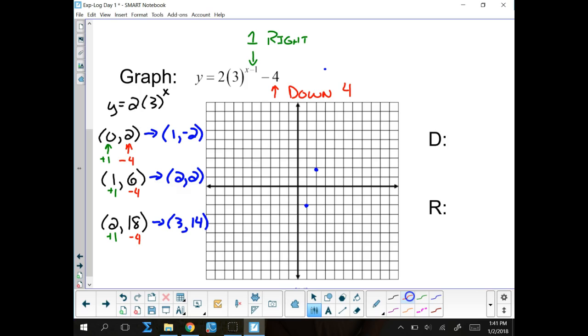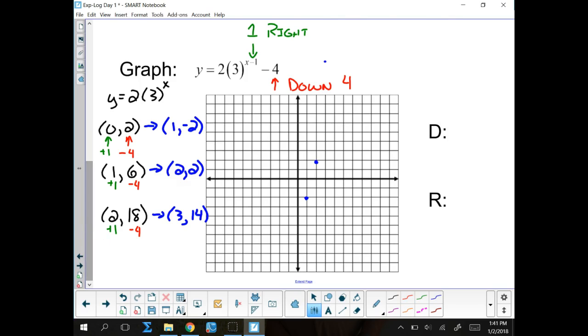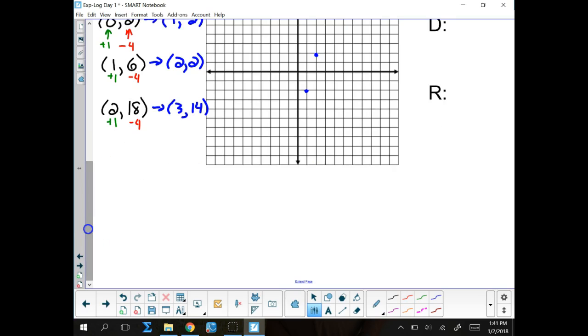What about -1? So that would be (-1, 2/3), right? On my original. Okay. What's -1 + 1? 0. And what's 2/3 - 4? -3 1/3?